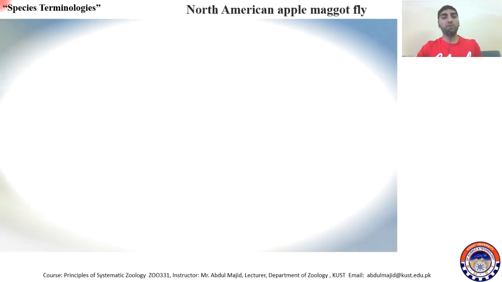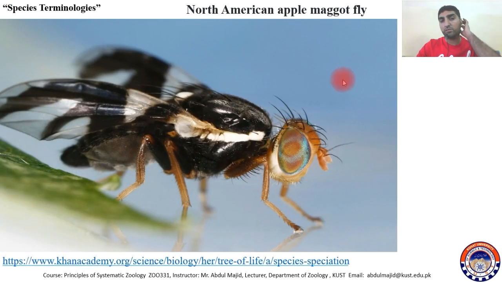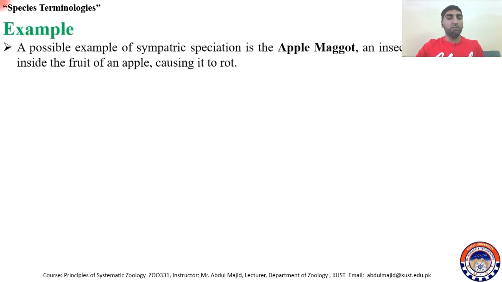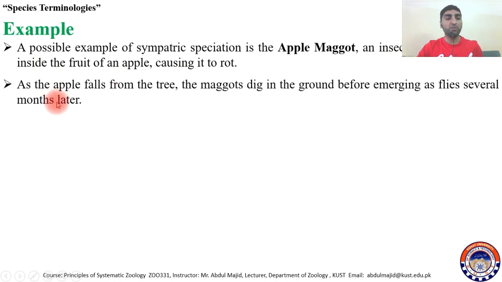The example of Sympatric speciation is from the North American apple maggot fly. So let me give you the example. This apple maggot fly is an insect that lays its eggs inside the fruit of the apple and causes it to rot. So as the apple falls on the ground, the maggot digs into the ground, and then after several months they raise flies.